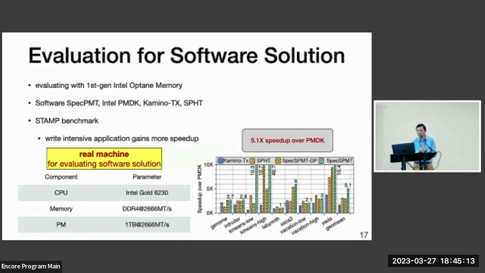And some results. This speculative PMT can be implemented in both software and hardware. This is for the software implementation on a real machine, using Intel's first generation Optane memory. We compare to Intel PMDK and also two other published software approaches representing the state of the art. Our approach can achieve 5.1 times speedup compared to PMDK, and also significant speedups over the other methods.